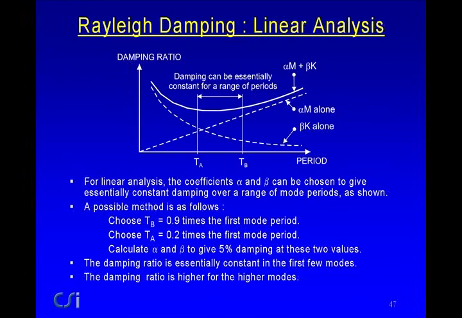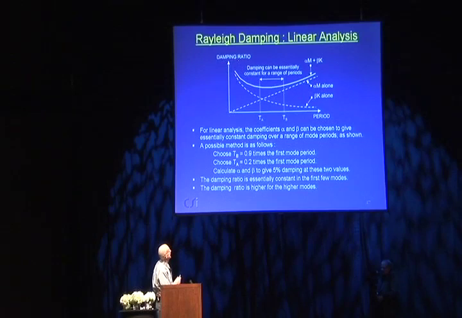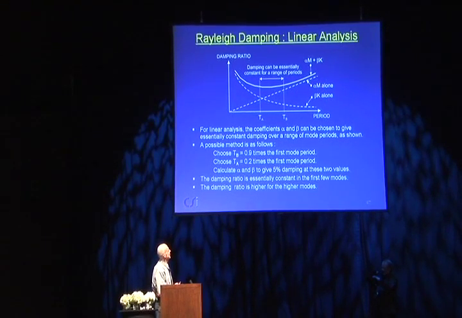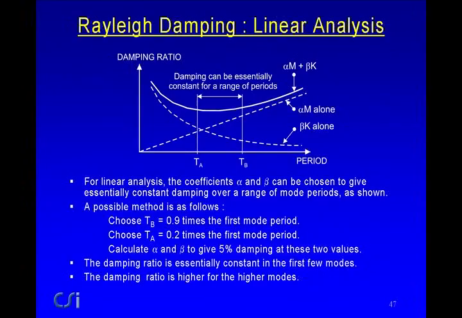If we look at what Rayleigh damping means in linear analysis, without going into too many details, what you can show is that if you look at the damping ratio versus the structure period, Rayleigh damping means the damping ratio varies with period with a curve like this. It has two components. One component, the beta K component: as the period increases, the damping ratio gets smaller. The alpha M component: as the period increases, the damping ratio gets larger, and you get the combination. And between a couple of periods, TA and TB, you can get pretty much constant damping.